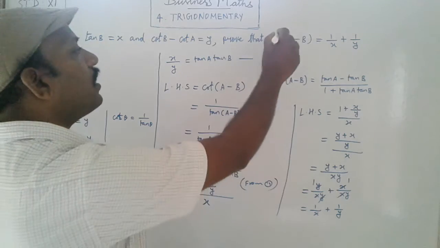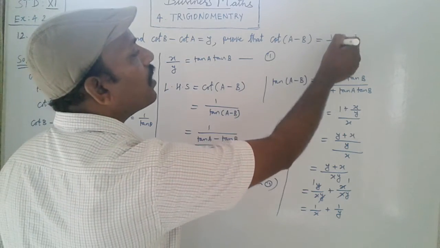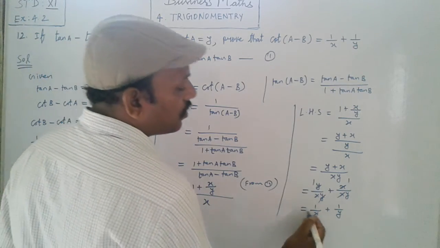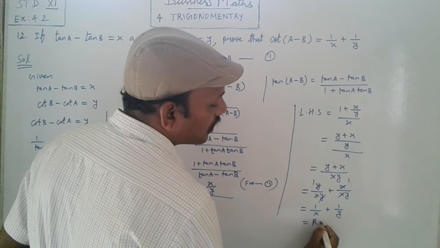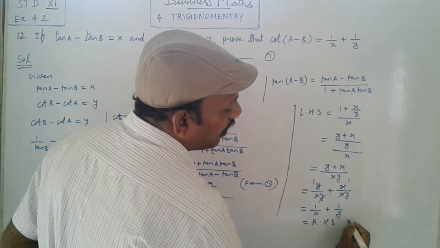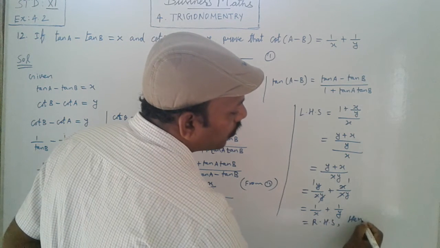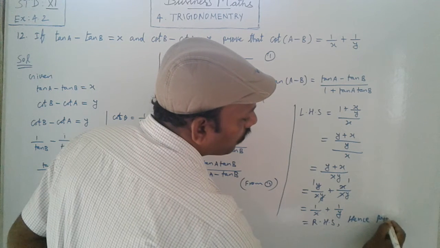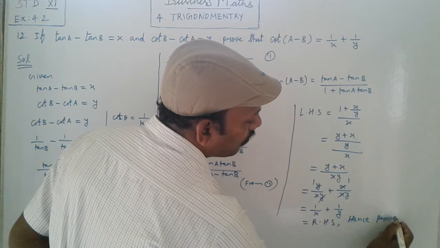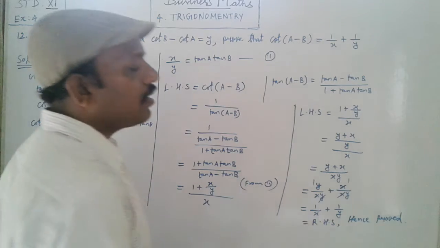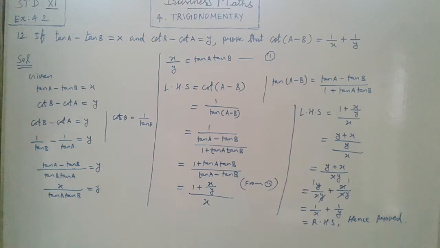So cot(A minus B) equal to 1 by x plus 1 by y. So that is equal to RHS. Hence proved. That's all.